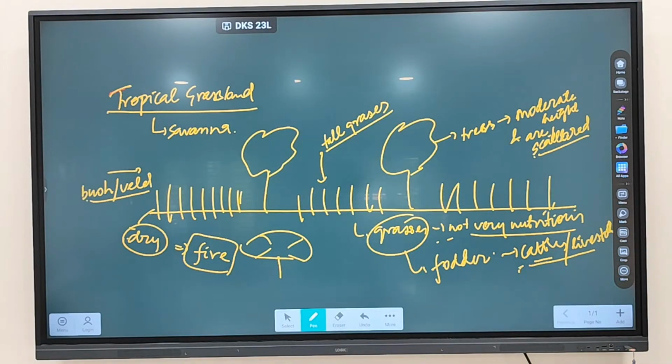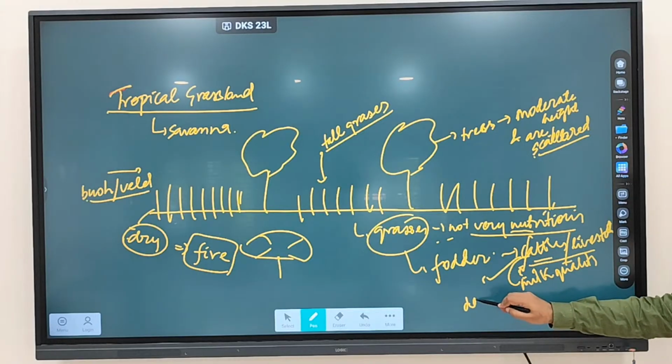Clear? So these grasses are cut by farmers and given to their cows and buffaloes. Since these are not very nutritious, milk quality will not be very good in the cattle. Clear? When cattle eat good fodder, they will give more milk. When cattle eat less nutritious fodder, they will provide less milk.